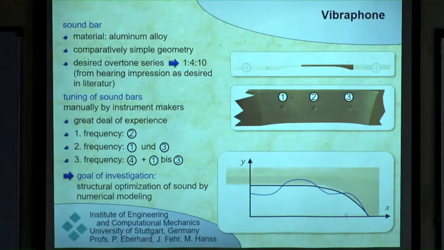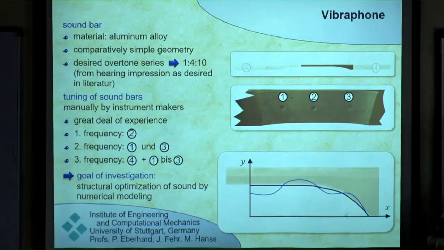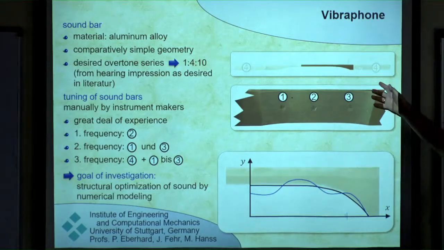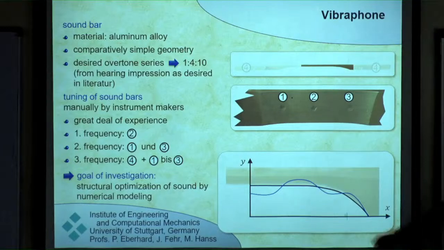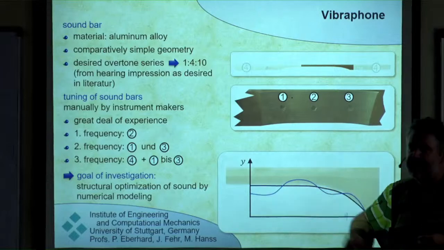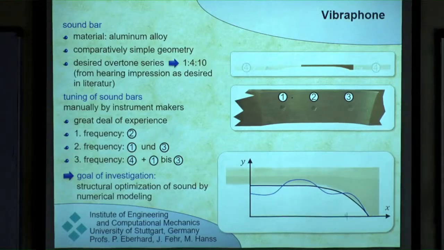So our goal was to design the optimal sound bar, then manufacture it just with a milling tool, and then it's much cheaper. It costs a few euro, and it does not cost 200 euro or so. But I will tell you later also why this was not such a clever idea from us. So we want to have this shape, the optimal shape, later.